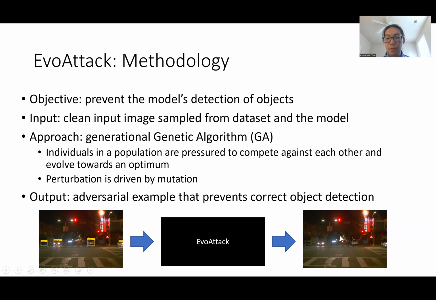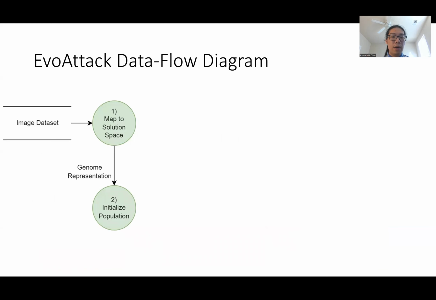With this one, our model failed to predict the vehicles, unlike the clean input. This data flow diagram shows how EvoAttack uses evolutionary search in order to generate adversarial examples. First, we obtain an image from the dataset. We map this image to a solution space. In our work, we mapped each image into a 3D matrix, where the ij pixel in the image is directly mapped to the ij element in the matrix.